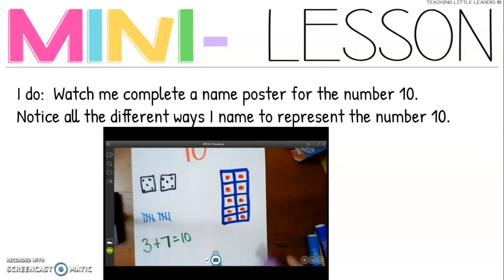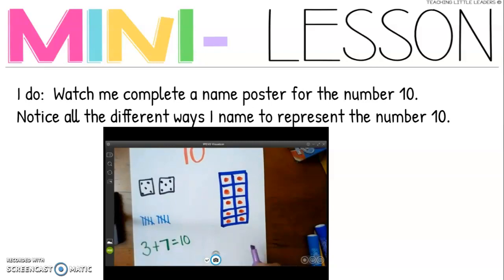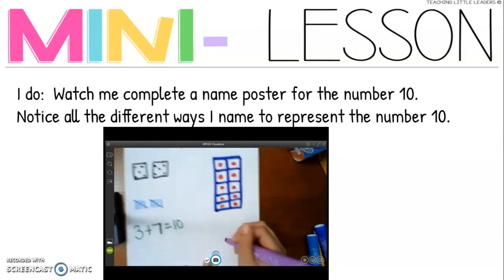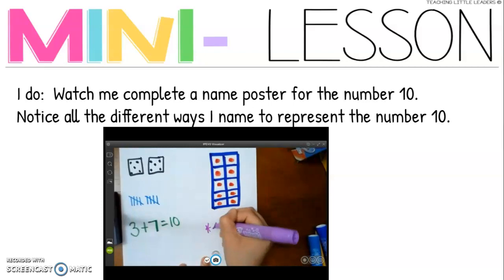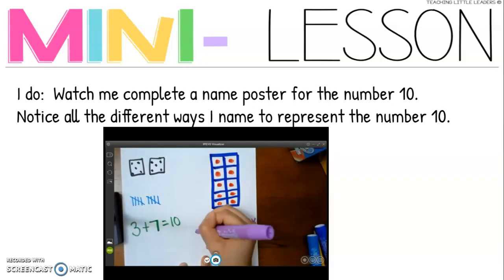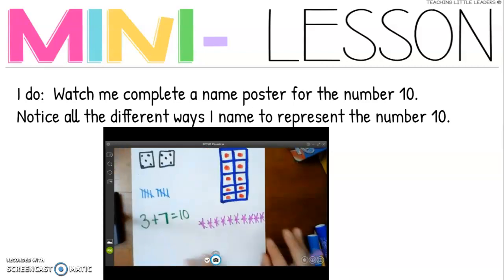Let's try a picture, boys and girls. So I think I'm going to draw stars. So how many stars do I need to draw? You're right, 10 stars. 1, 2, 3, 4, 5, 6, 7, 8, 9, and 10. I have 10 stars. That's another way to show the number 10.